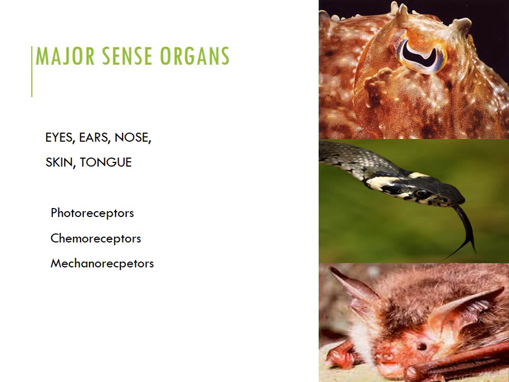So we've got some major sense organs, and these systems really all rely on our sense organs detecting changes in our environment. So we've got our eyes, ears, nose, skin, and tongue. We've got photoreceptors, chemoreceptors, and mechanoreceptors. So photo being light, chemo being chemical, and mechano being movement receptors.